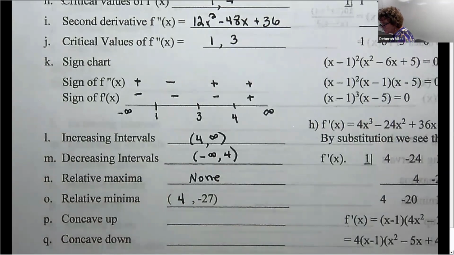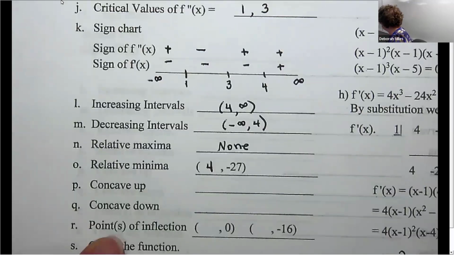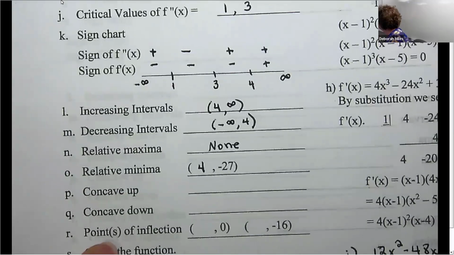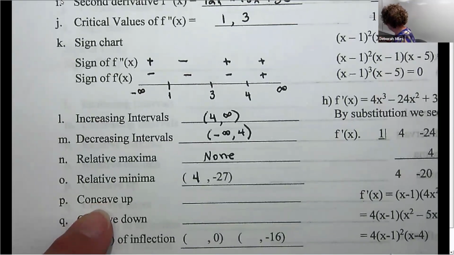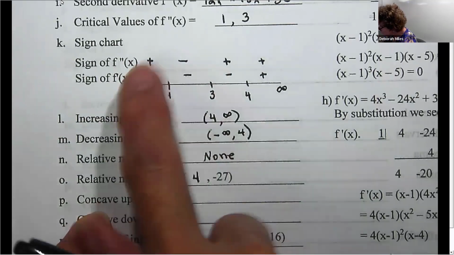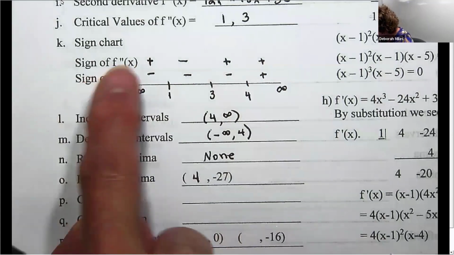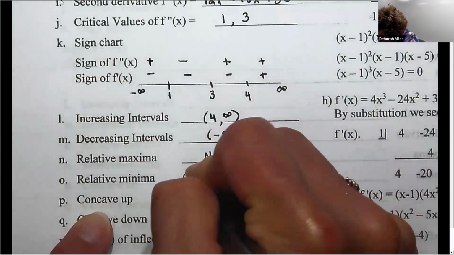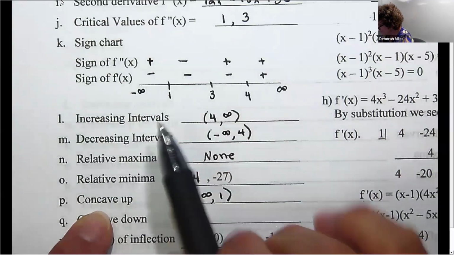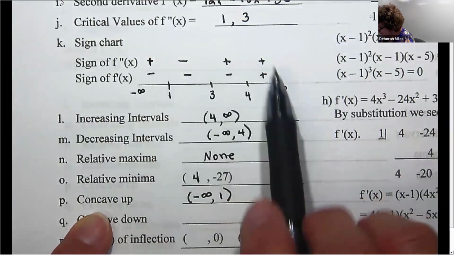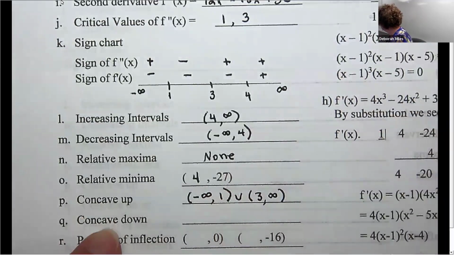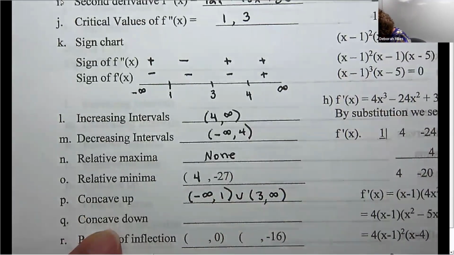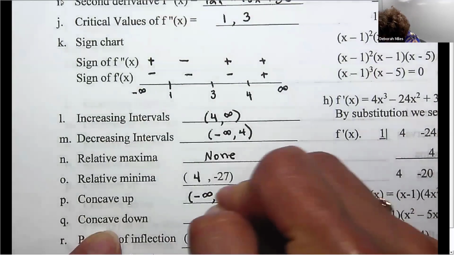All right. How do I answer questions about concavity and points of inflection? Sign of the second derivative. How do I identify the concave up intervals? Where the second derivative is positive. So negative infinity up to 1, the second derivative is positive, and then 3 to infinity, second derivative is positive. What's the concave down interval for this function? 1 to 3 is where the second derivative is negative.